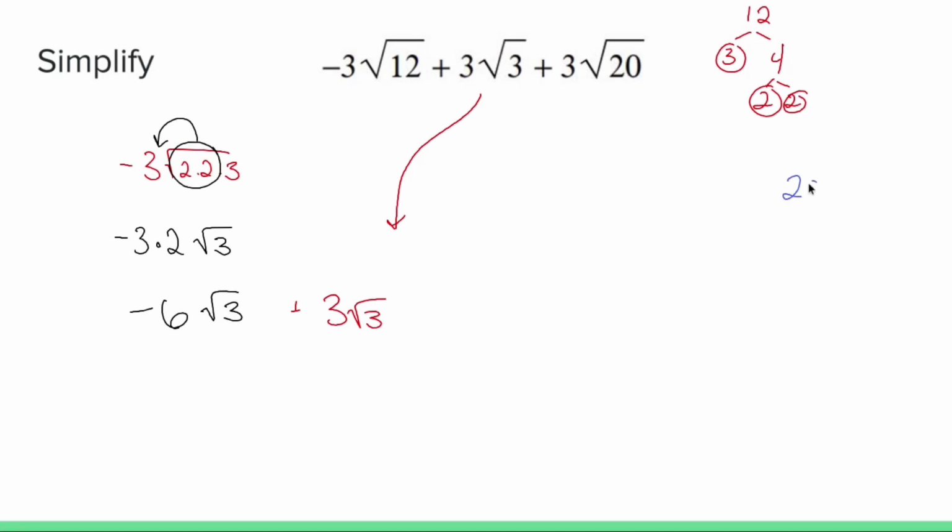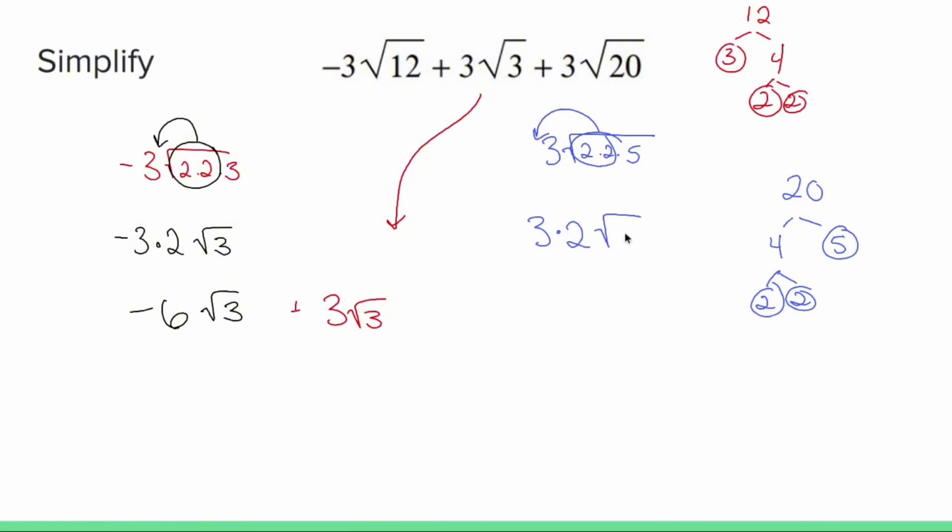Now if I go to 20, make a factor tree out of that, I can do 4 and 5. You can circle a 5. I can do 2 and 2, circle both of those. So 3 root 20 is the same as 3 root 2 times 2 times 5. Circle a group of 2's, bring it out. So you have positive 3 times root 2, and what you have, times regular 2, and you have root 5 left over, which is positive 6 root 5.